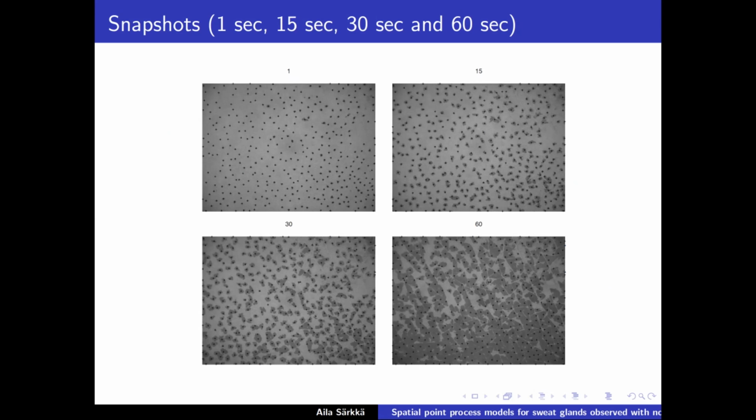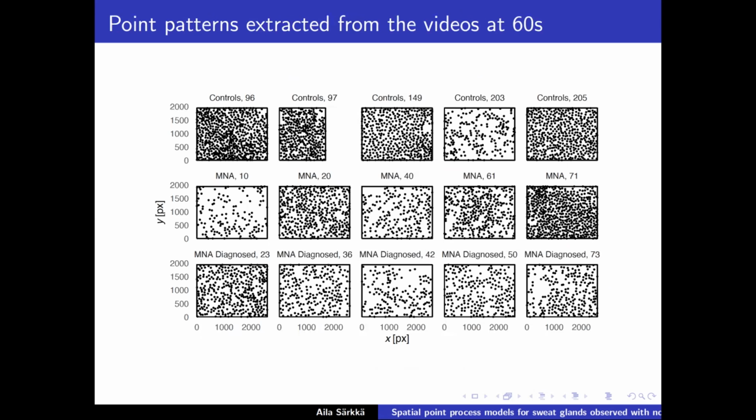So what we then did, we wanted to look at these as point patterns, so realizations of point processes, and we needed to extract the spot centers. And we developed an image analysis approach to do that, and I'm not going into details of that, so I just show you what the final point patterns look like. So these are the point patterns that we extracted, and this is the final result after 1 minute. Of course, we can extract the point patterns after every second, but these are the final ones.